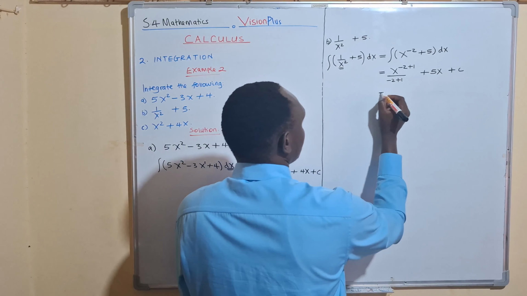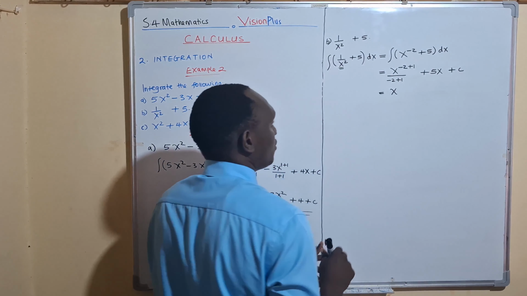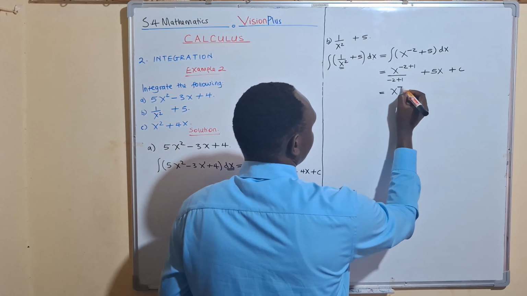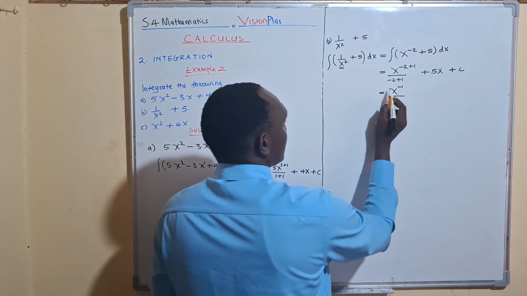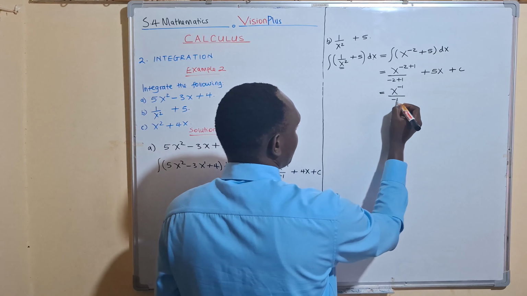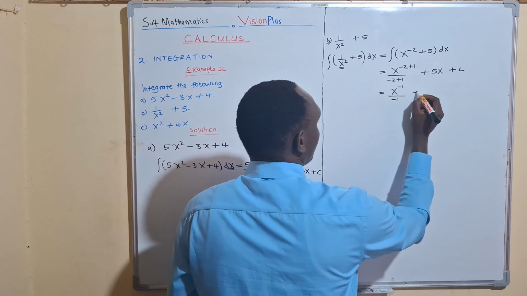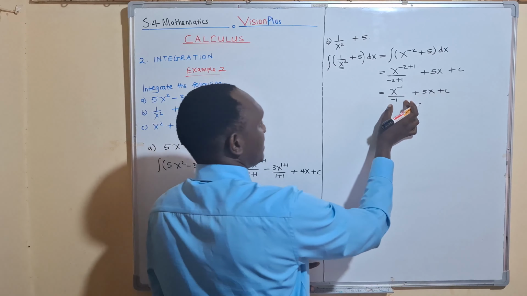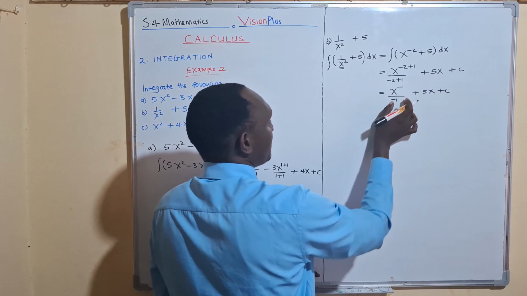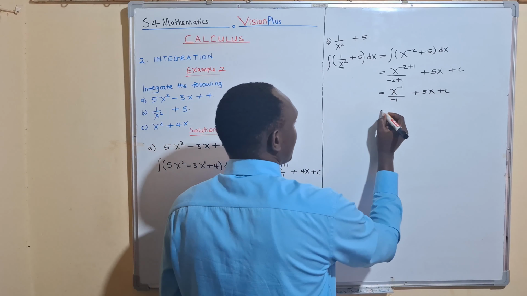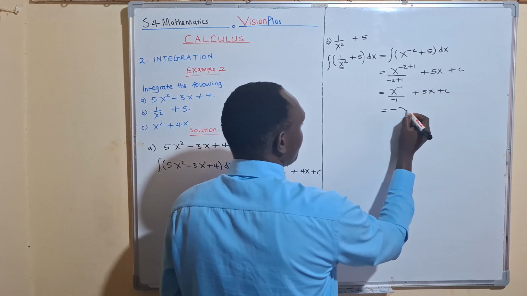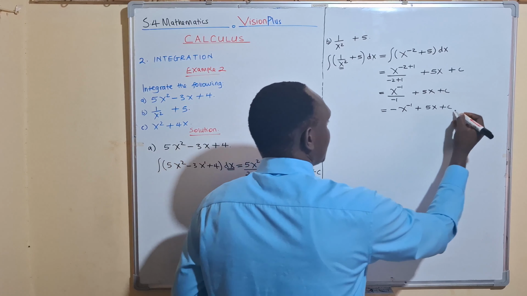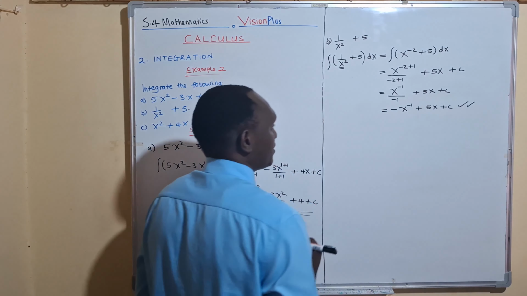And then here we simplify. So that we have the x. What is negative 2 plus 1? Negative 2 plus 1 is negative 1, over negative 2 plus 1 is still negative 1, plus 5x plus c. Here we can further simplify. Any number divided by negative 1 makes that number negative. So here we shall have negative x power negative 1 plus 5x plus c. This answer is correct. That is the final answer.